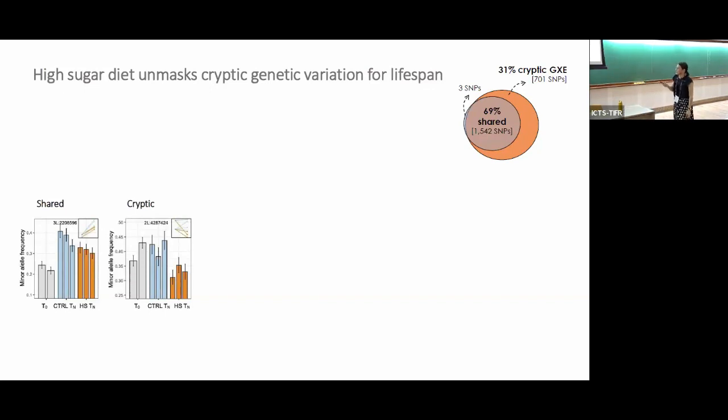Good. So this is how it looks. If you imagine these are your T0 samples, a shared genetic effect is an allele that increases in control cages when they are old and increases in high sugar cages when they are old. This is just a little visual example for you to see it. A cryptic or environment-dependent effect is allele frequencies that didn't change in control, for example, compared to T0, but decrease in high sugar, right? So this is actual data of how these allele frequencies change.